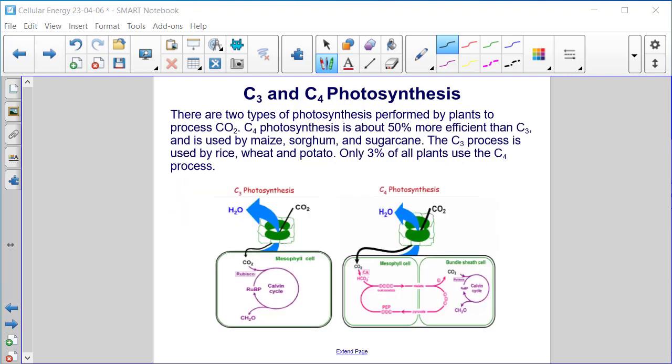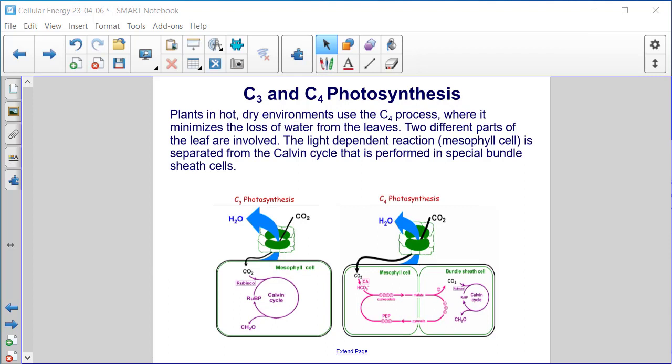C3 and C4 photosynthesis. There are two types of photosynthesis performed by plants to process CO2. C4 photosynthesis is about 50% more efficient than C3 and is used by maize, sorghum, and sugarcane. The C3 process is used by rice, wheat, and potato. Only 3% of all plants use the C4 process.